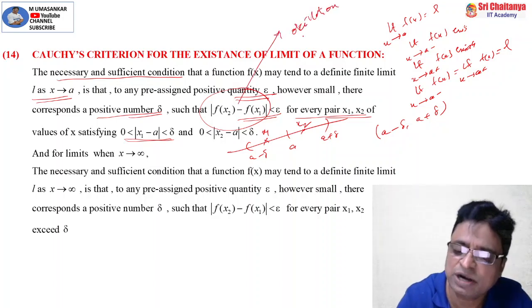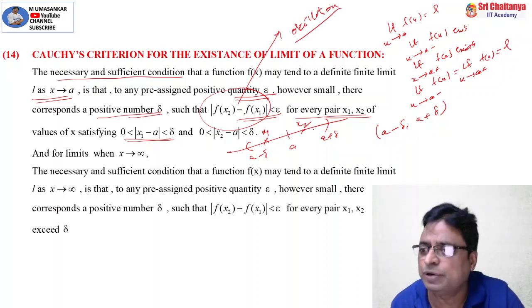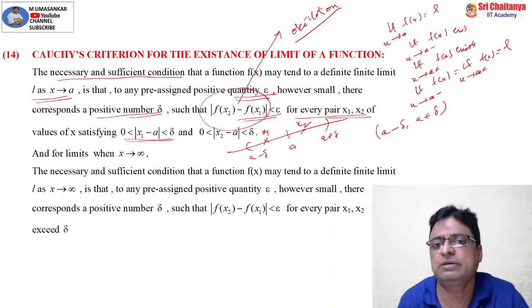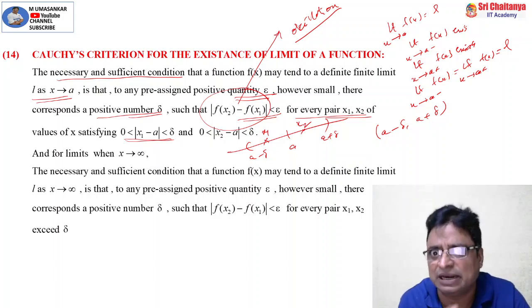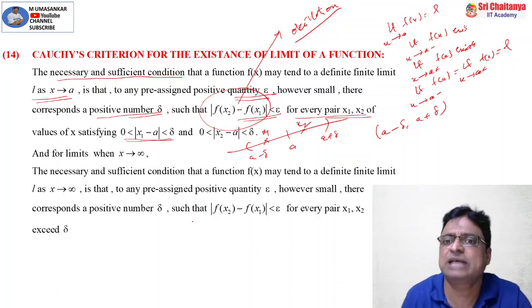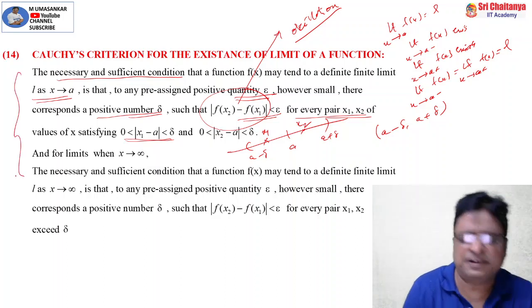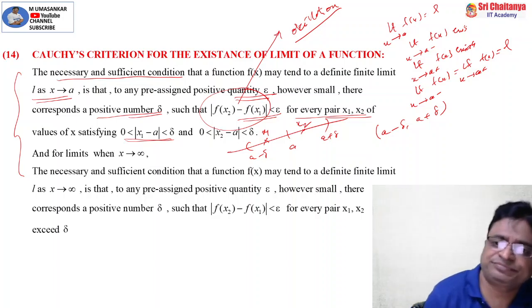Oscillation of the function. So for any two different values in the neighborhood, whenever the oscillation of the function is also less than epsilon, then we can say that L is the limit of that function f of x as x tends to a. This is called Cauchy's criterion of the function. And of course, very difficult and typical problems one can expect from this as an application.